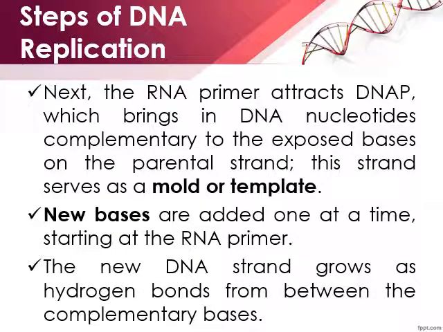So after that, the RNA primer attracts the DNA polymerase, which brings in DNA nucleotides complementary to the exposed bases onto the parental strand. So this strand serves as the model or the mold or template. So new bases are added one at a time starting at the RNA primer. So the DNA strand grows as hydrogen bonds form between the complementary bases.